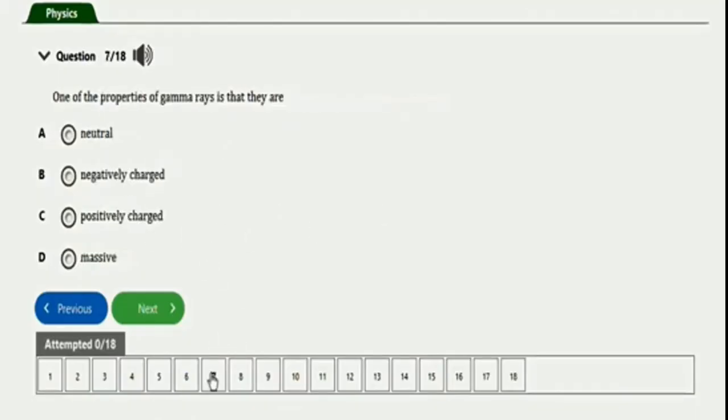Next question will be this one. It says one of the properties of gamma rays is that they are neutral, negatively charged, positively charged, massive. This question is also very simple. The right option is option A, they are neutral.